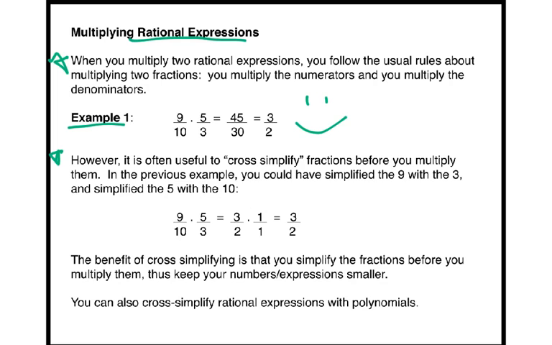In the previous example, you could have simplified the 9 with the 3, and simplified the 5 with the 10. So the 9 and 3 are both divisible by 3, so they become 3 and 1. The 10 and 5 are both divisible by 5, so they become 2 and 1. Now when you multiply straight across, the fraction is already simplified. This is delightful. The benefit of cross-simplifying is that you simplify the fractions before you multiply them, thus keeping your numbers and expressions smaller. You can also cross-simplify rational expressions with polynomials.